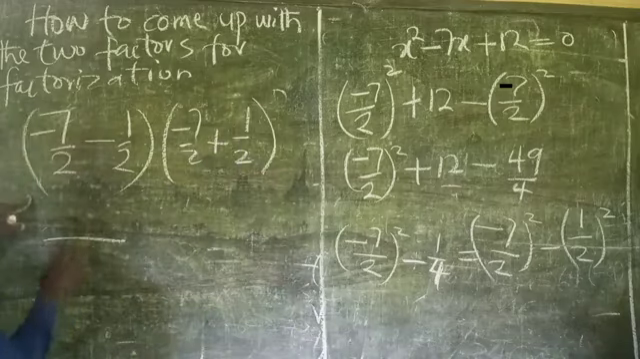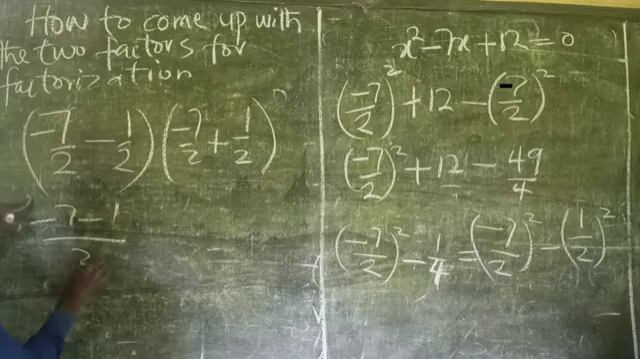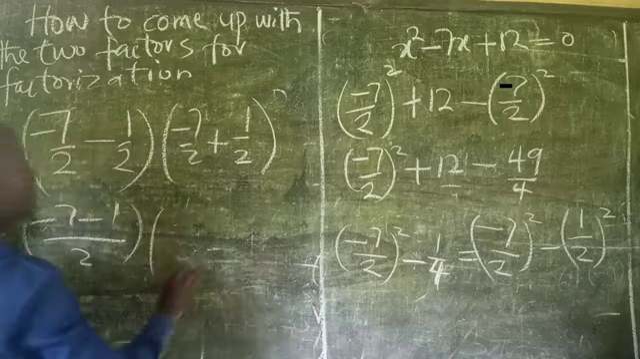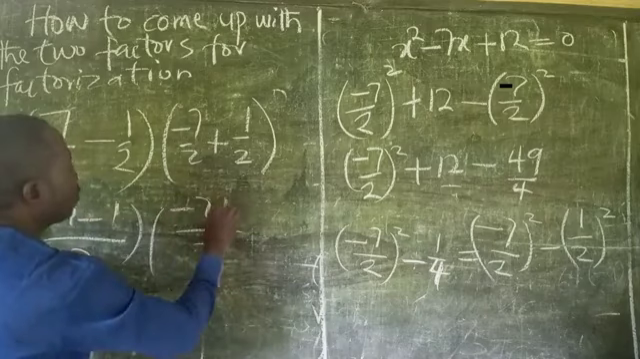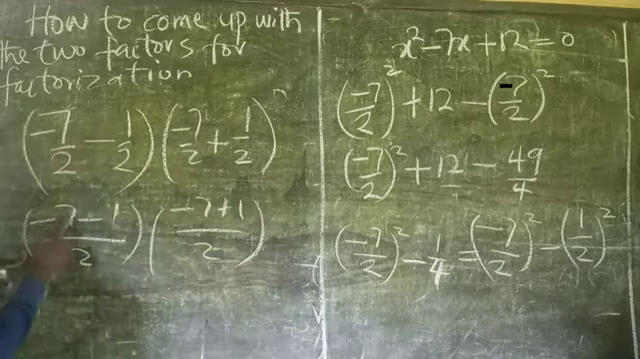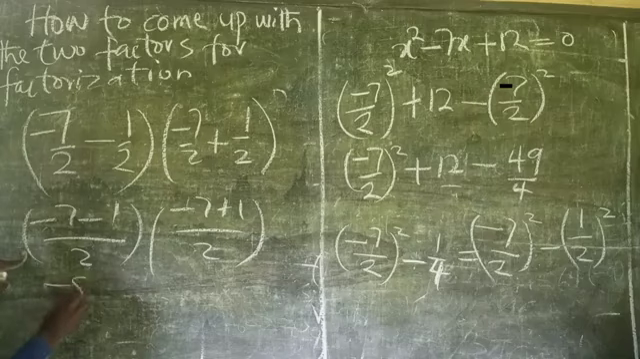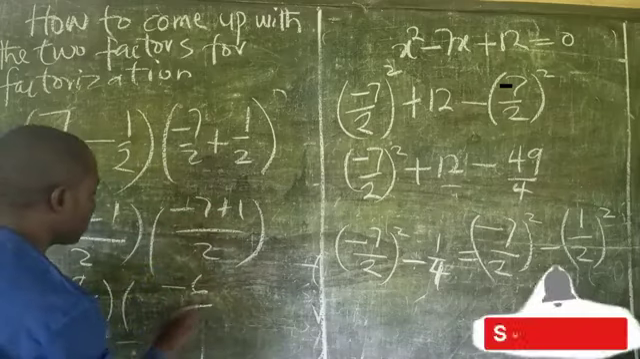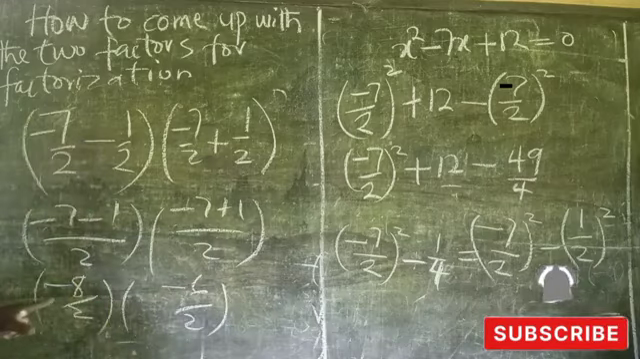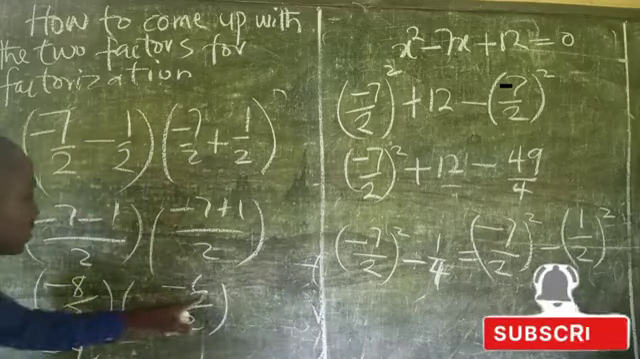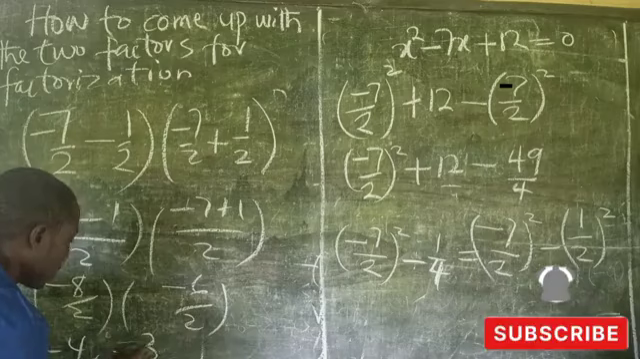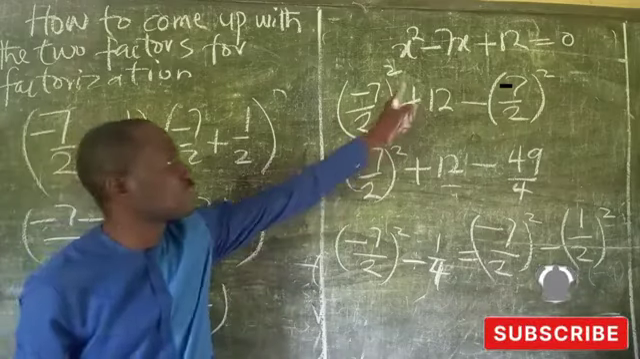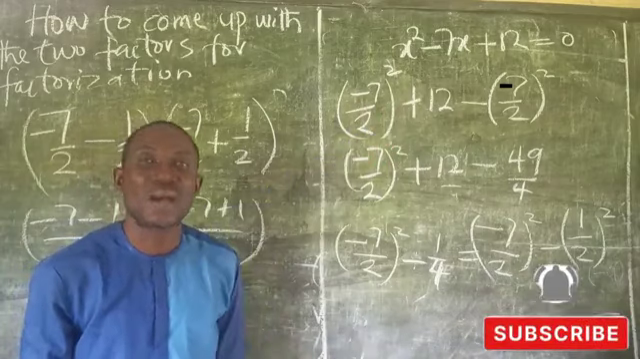What is the LCM? 2. Eventually we'll have minus 7 minus 1 over 2 and minus 7 plus 1 over 2. Minus 7 minus 1 is minus 8 over 2 and minus 7 plus 1 is minus 6 all over 2. Our factors therefore: minus 8 over 2 is minus 4 and minus 6 all over 2 is minus 3. So our factors to this quadratic equation are minus 4 and minus 3.